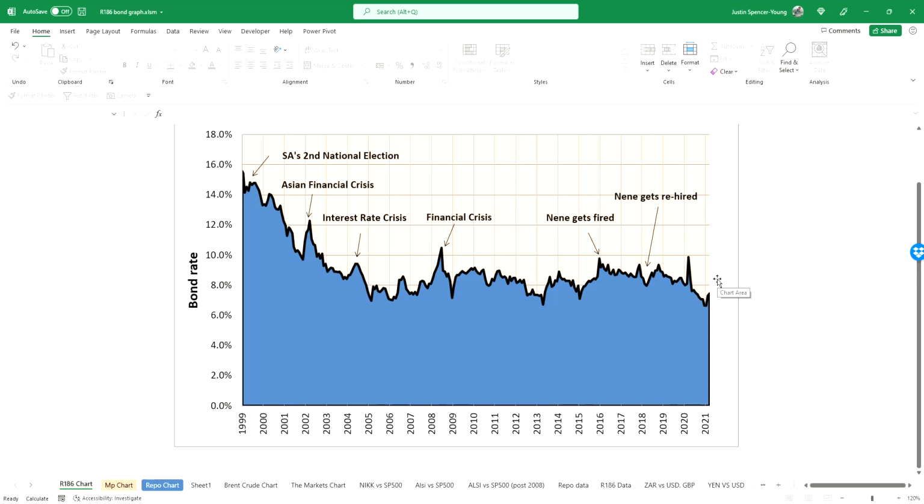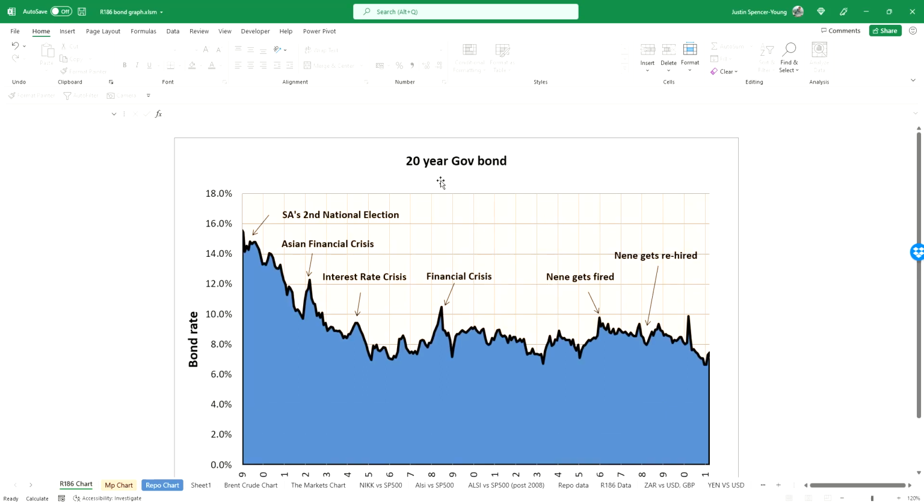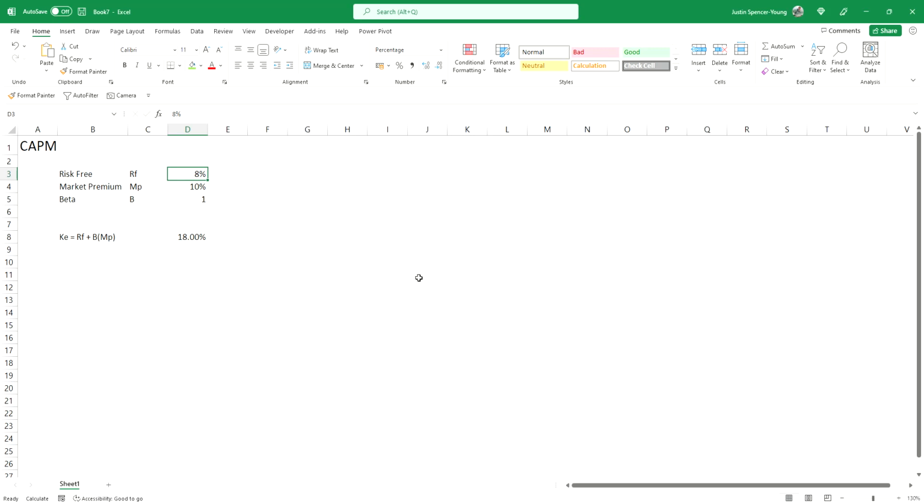Now there are all sorts of gremlins behind that risk-free rate and what it means, and I'm not going to go into the detail of that conversation. That's for another time. Just note where it comes from at this stage. So we're using the 20-year government bond. All right, let's get that out of the way.